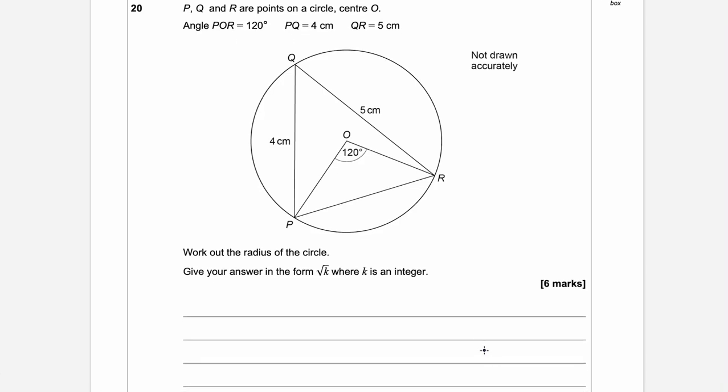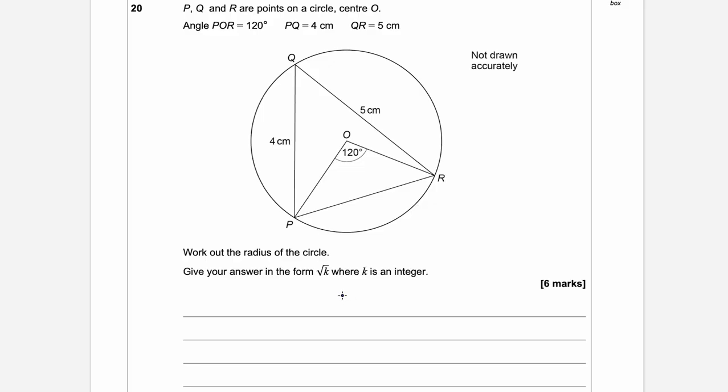Question 20. PQR are points on a circle. Okay, we're given all this. Work out the radius of the circle. Give your answer in the form root k, where k is an integer. Okay, so we need to find the radius.